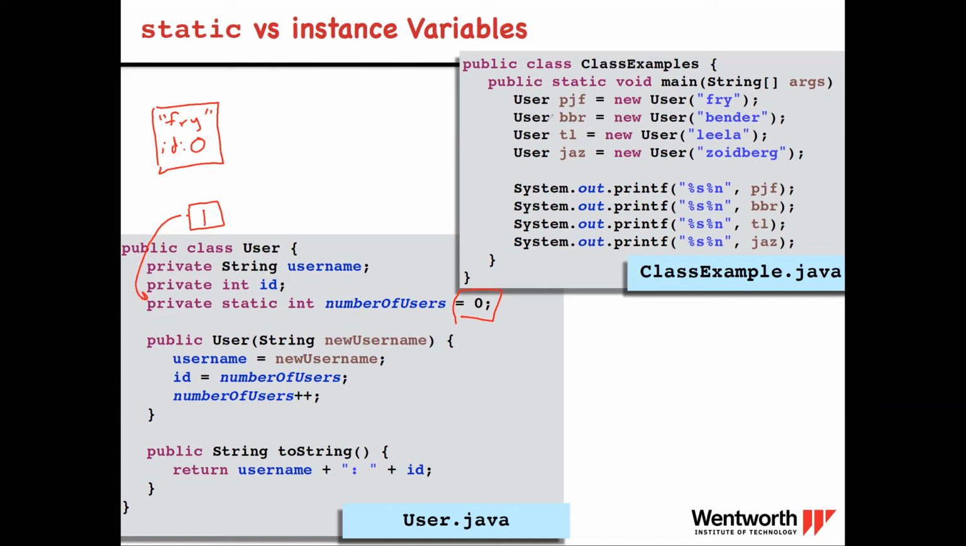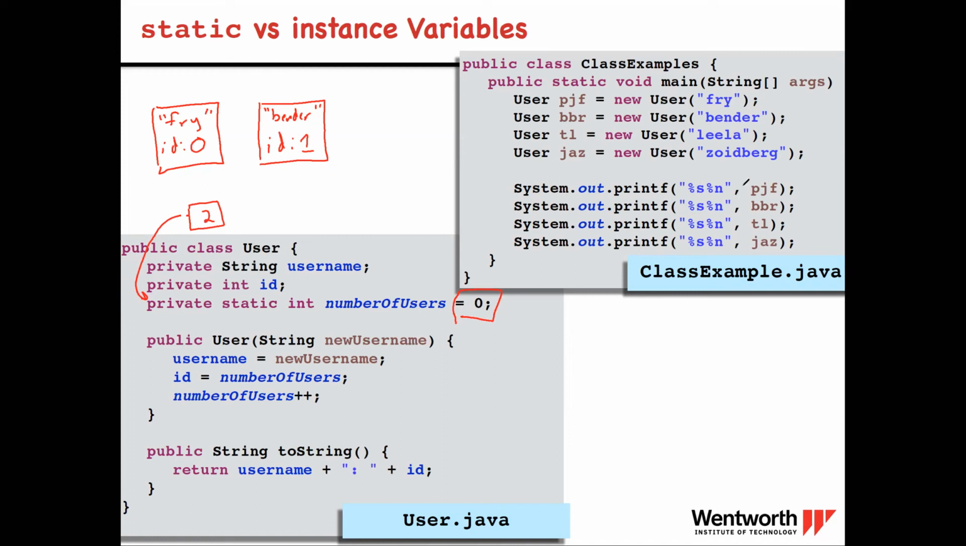Now we go and create another user called Bender. So I create another object. This one's Bender, and he's going to need an ID as well. Well, what's his ID? It's number of users. Number of users is now 1 because Fry changed it. So our ID for Bender is 1. And then we increase the number of users, so number of users is now 2. And we do the same thing. Leela gets an ID of 2, and she would increase the number of users to 3. And then Zoidberg here gets an ID of 3 and would increase the number of users to 4.